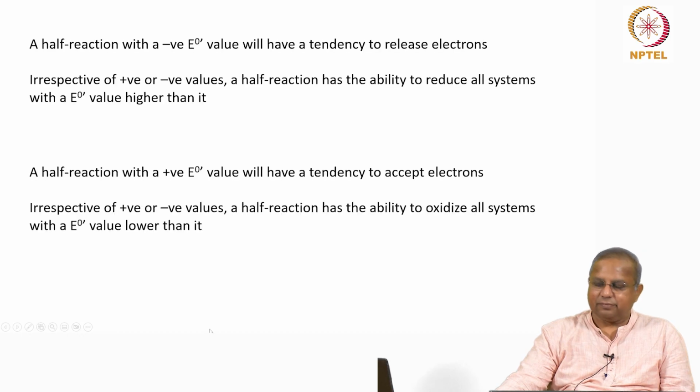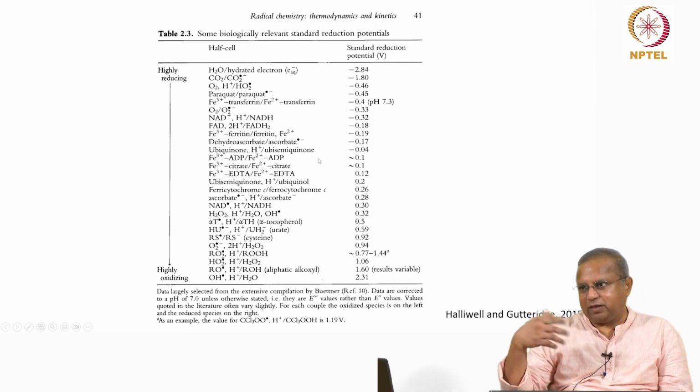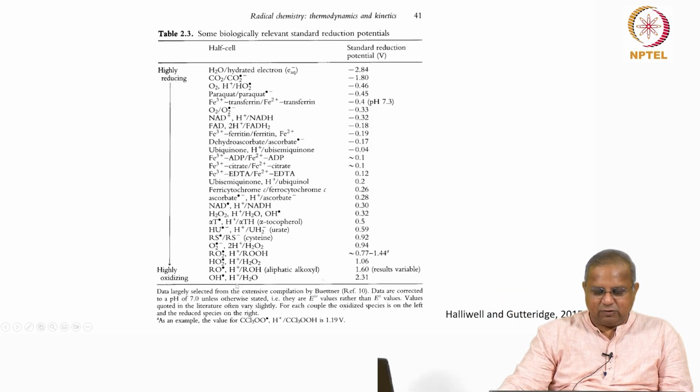The magnitude of the E naught value should be greater than the half reaction, so that the half reactions can reduce that. Not the actual number; the negative is counted. For example, minus 2.84 has the lowest value. And in this set of half reactions, you could find another half reaction which has a more negative value, and this reaction, H plus H2O, has the highest value.